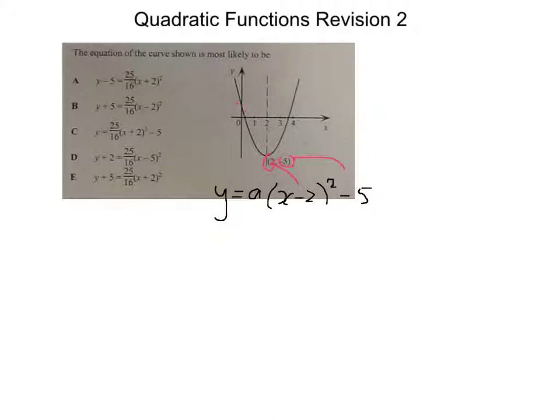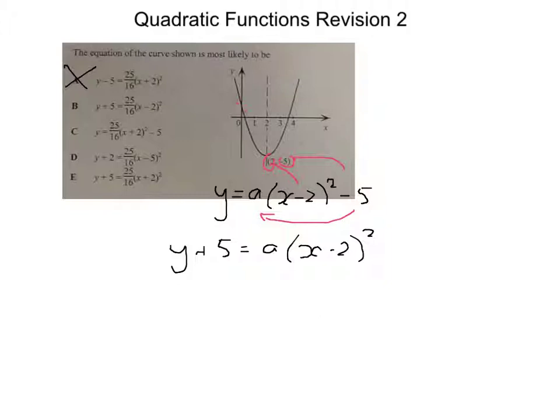Now, the first two of those equations, we have y minus 5 or y plus 5 on the left hand side. So if I was to take this equation and shift the 5 to the other side, we would end up with y plus 5 is equal to a x minus 2 squared. So that can tell us that we'll rule out the first equation because it has y minus 5, so it can't be a.